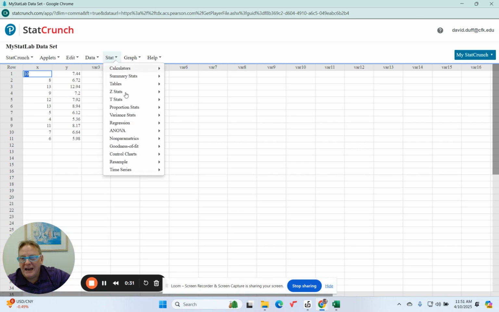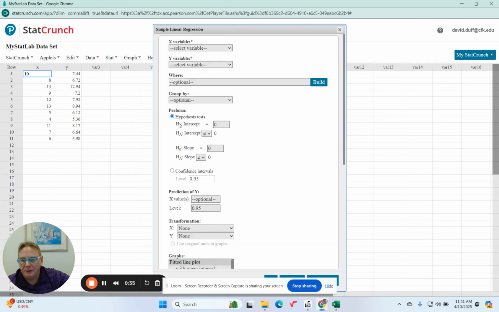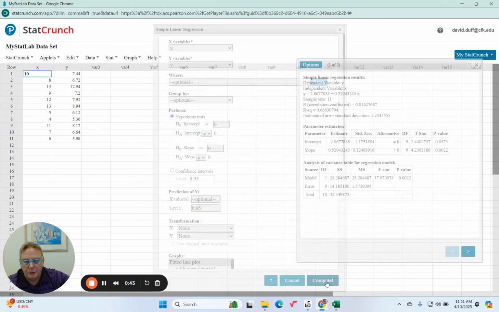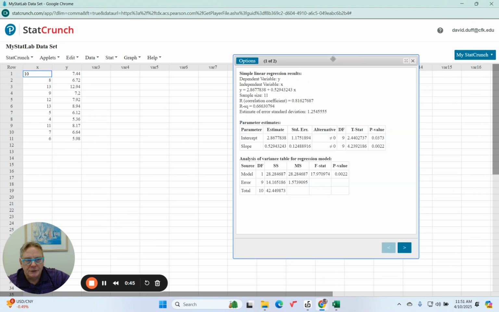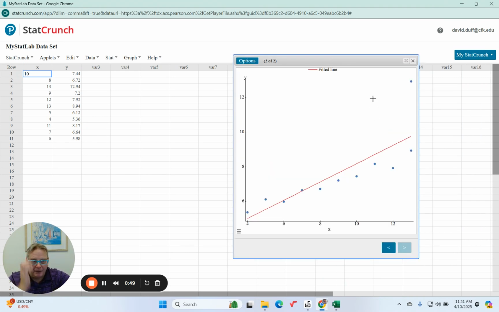We're going to go to Stat, Regression, and then Simple Linear. We're going to tell StatCrunch what the X variable is and what the Y variable is, and then we're going to hit Compute. So remember, if we click this arrow, that will give us our scatter plot.